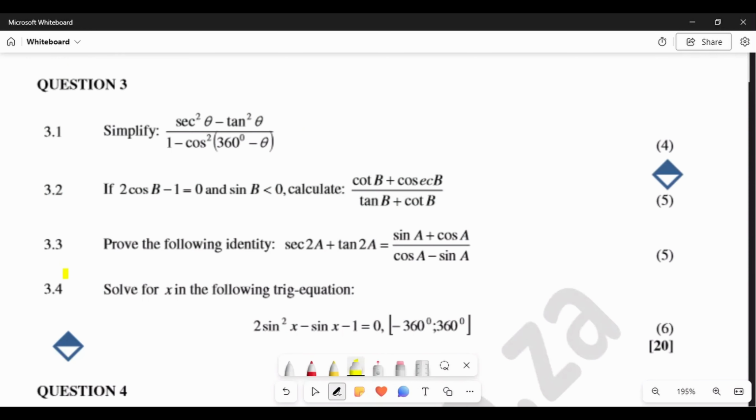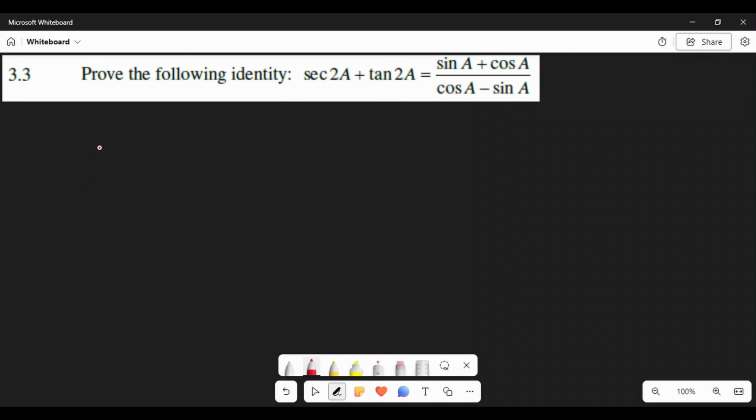3.3. Alright guys, so this is 3.3. They want us to prove the identity that you see there. So we're just going to copy this question that I just highlighted and paste it somewhere there is space. Alright, just copied this 3.3. So they want us to prove that the left hand side is the same as the right hand side. So the best way of doing this, you must always choose the most complicated side. When I look at this question here, between the left and the right, the most complicated side is the left.